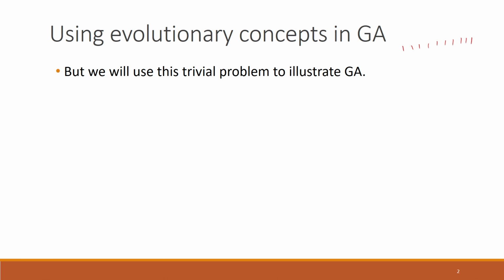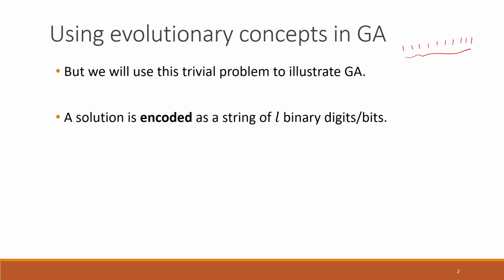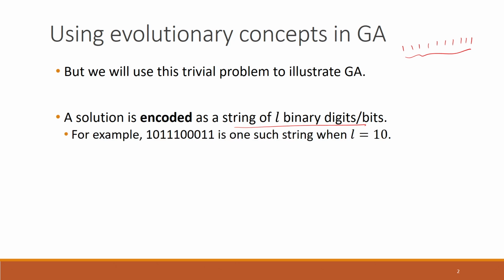Okay. So, even if we did not know that this is the best solution, and if we had to start with some random solution, where will the genetic algorithm take us? That is what we want to see here. Every solution in a genetic algorithm is encoded as a string of L binary digits or bits. For example, this is one solution here when L is equal to 10.